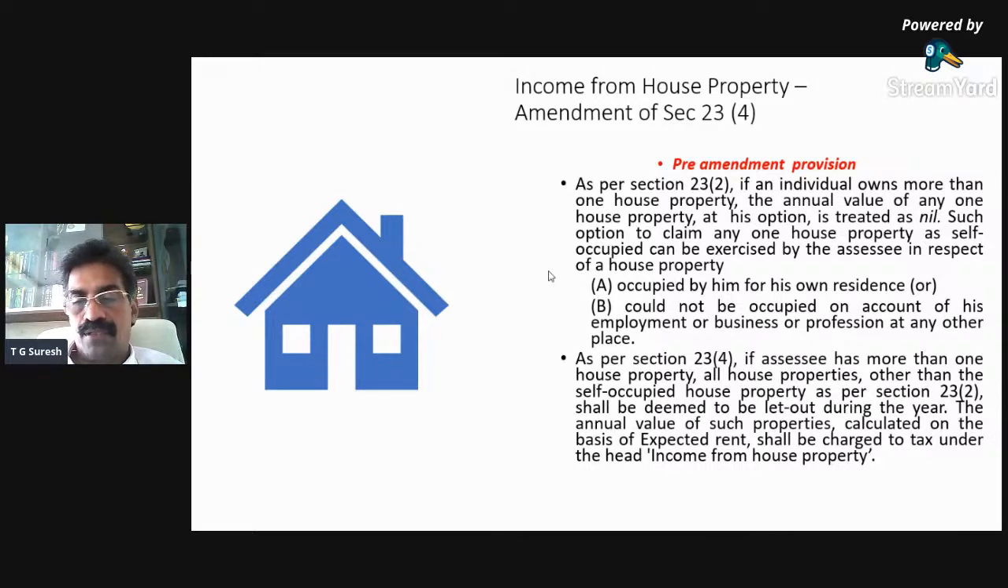Before I go to the amendment, this was the position. As per section 23(4), if the assessee has more than one house property, all the house properties other than the self-occupied property as per 23(2), that is the one which you have taken as 0, the annual value of remaining properties will be computed as if such properties are deemed to be let out, and you have to pay tax on expected rent.